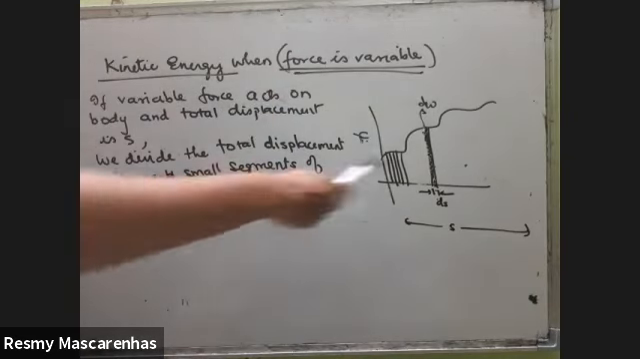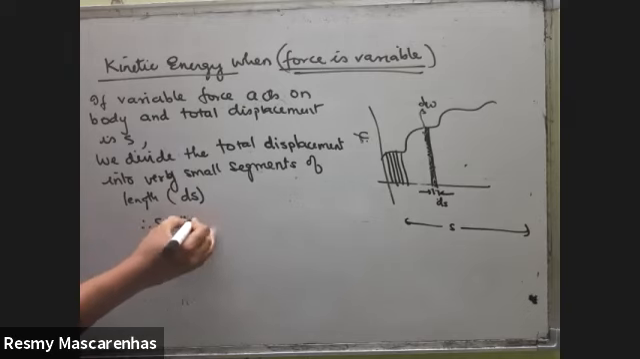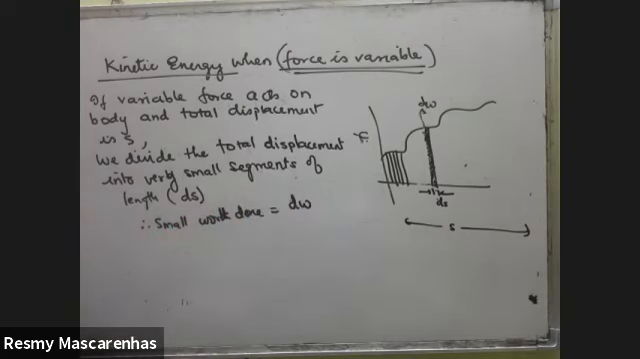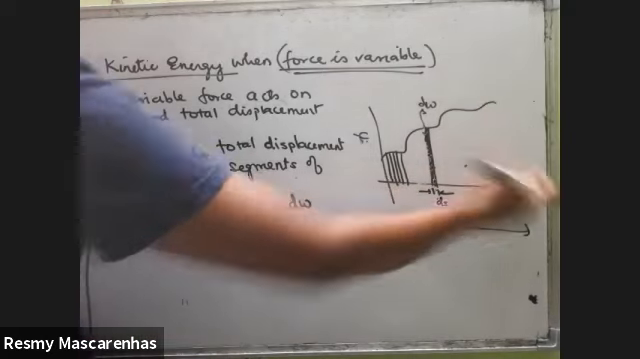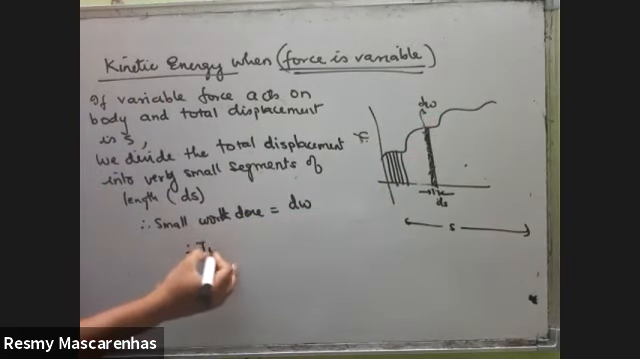No need to draw the diagram; this is only for your understanding. Its small strip length is ds. Therefore, small work done will be how much? Small work done will be dW. This W would be for the entire path from starting to end point, but dW would be for that small strip.